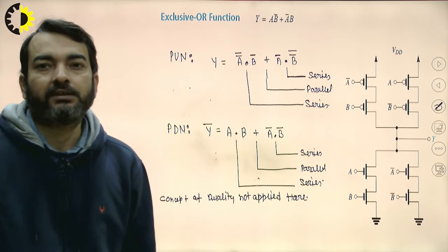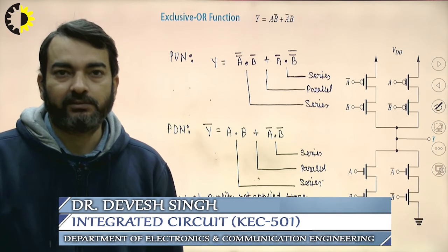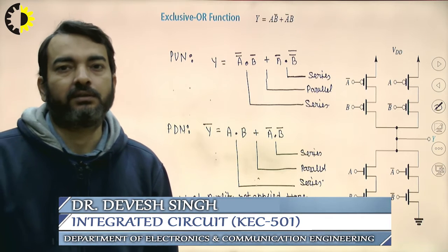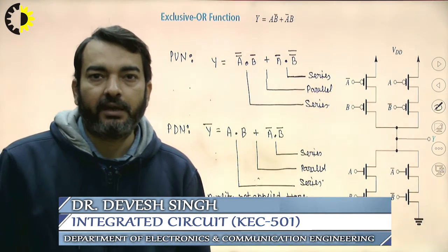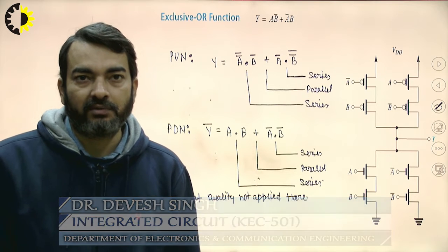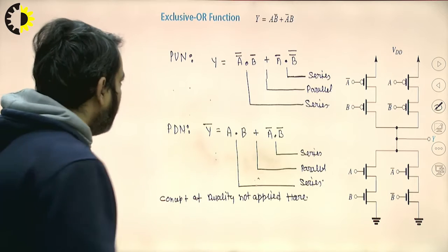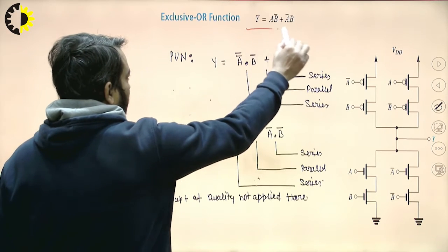Morning. In the last class we have seen the CMOS realization of basic gates such as the inverter, NOR gate and NAND gate. Today we will see the XOR gate. So in the XOR gate, this is the Boolean function.